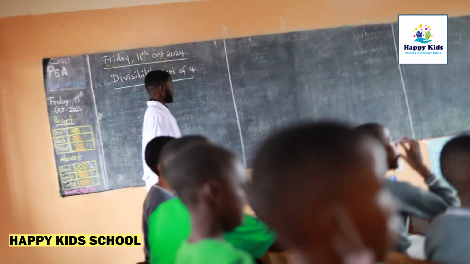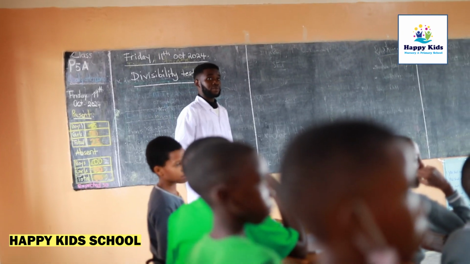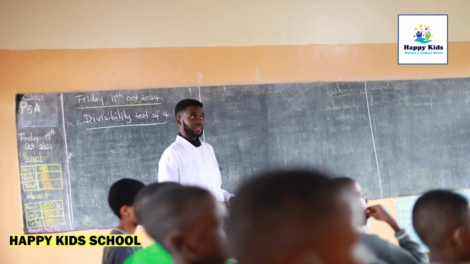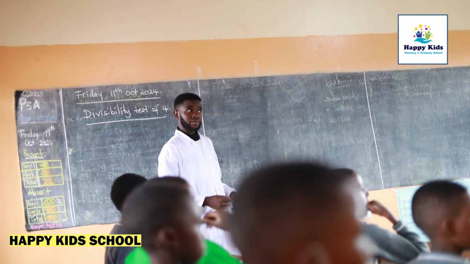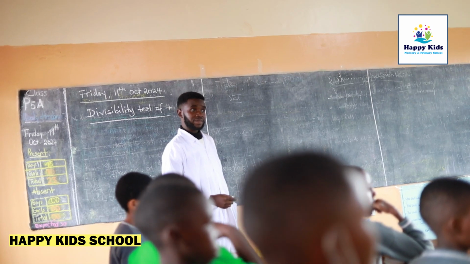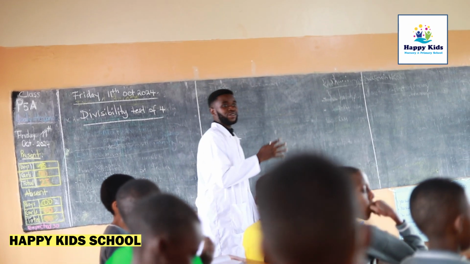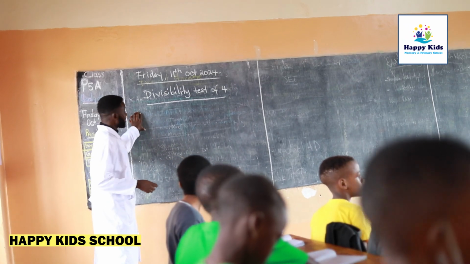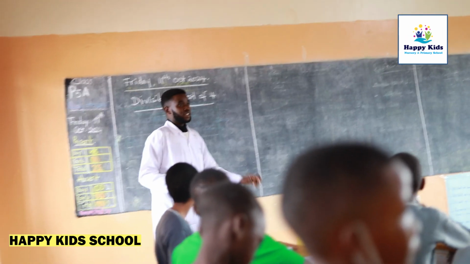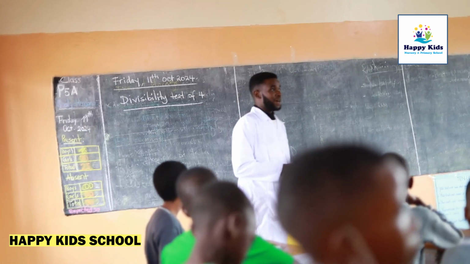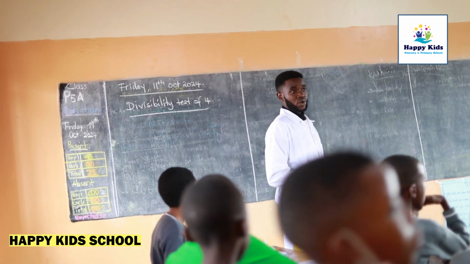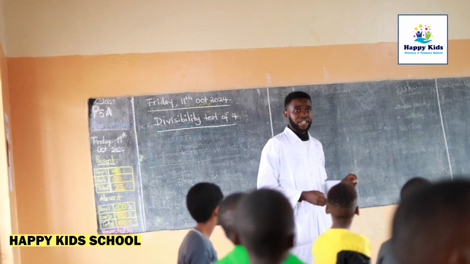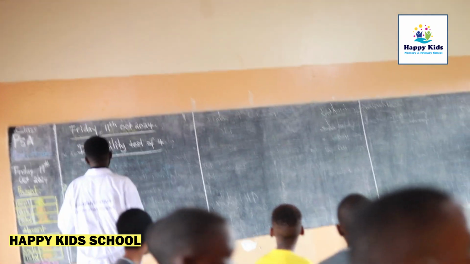To test if a number is divisible by 4, you first check the last two numbers if they are divisible by 4. Okay, clap for him. Armstrong said that when you are going to check whether the number is divisible by 4, you see if the last 2 digits are divisible by 4.